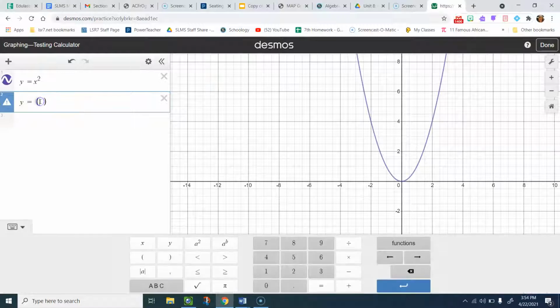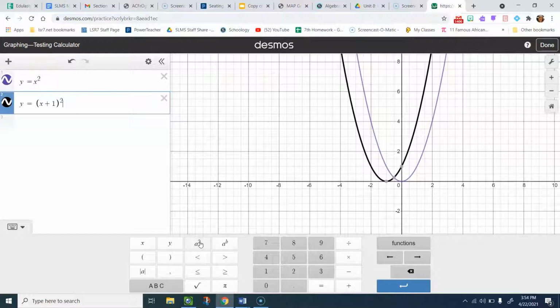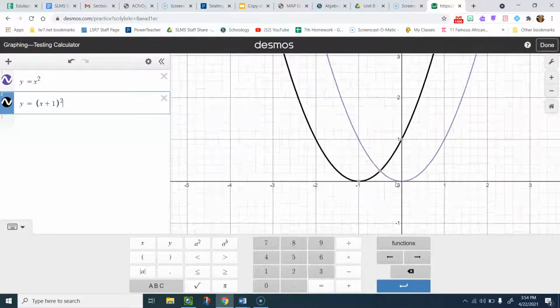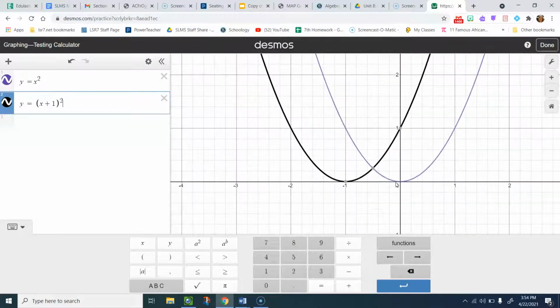I know I don't want my parentheses empty. I'm going to put stuff in there. So x plus 1 quantity squared. So I have to click on the outside of it, and I'm going to square it. And notice what happens there. That's my second equation. What's happening? If you want to see what those points are, we can move it out a little bit. Okay, that's the black one.